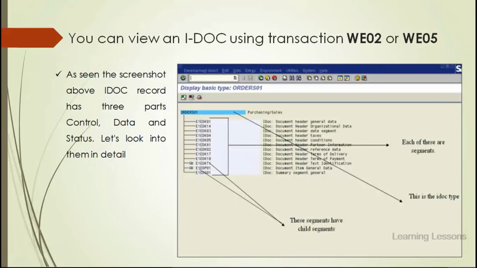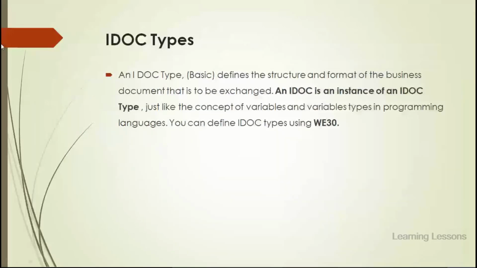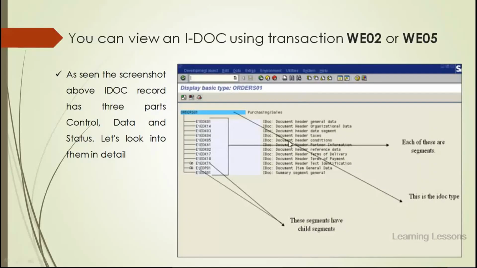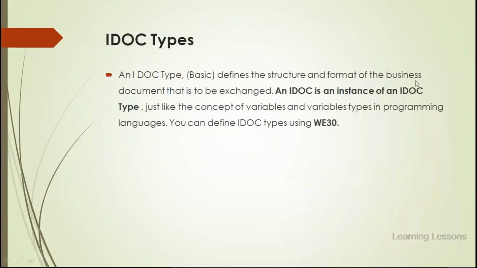Yes, sir. Okay, so IDoc types. An IDoc type or basic type, both are the same. It defines the structure and format of a business document. In the previous slide we saw one business document for the purchase order or sales order. Basically this is the IDoc type, ORDERS05. The IDoc type, or basic type, defines the structure and format of the business document that is to be exchanged between the source and target system.